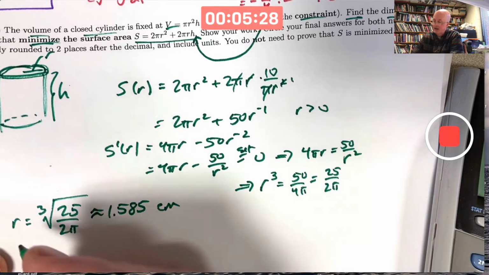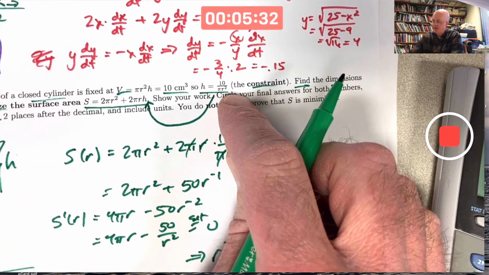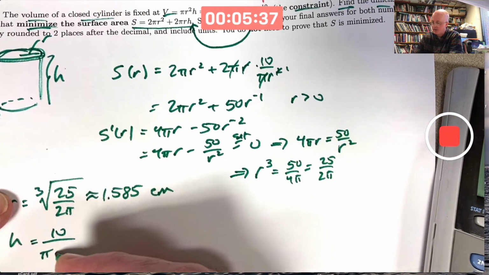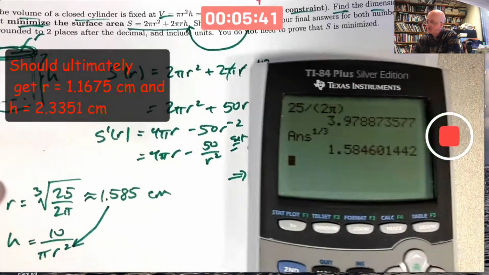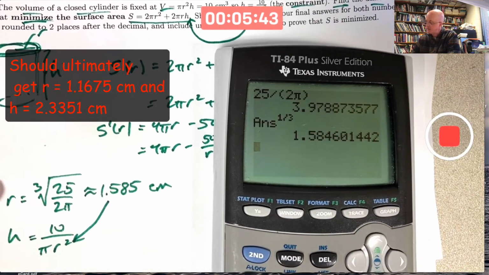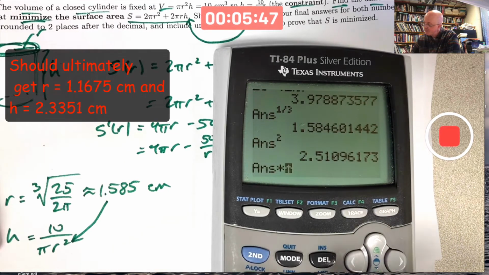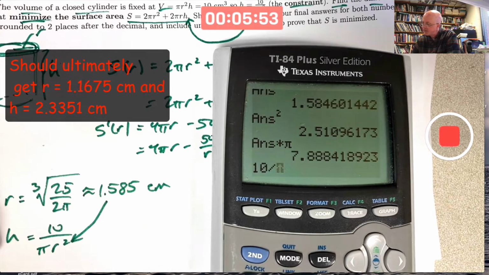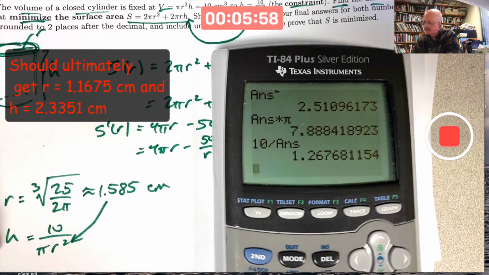What's the corresponding height? Go ahead and use the constraint again. H is 10 over pi times r squared. So I need to plug that number in for r, meaning I need to square it, then multiply by pi, and then take that number, divide it into 10. So 10 divided by this number. And the corresponding height is about 1.268 centimeters.